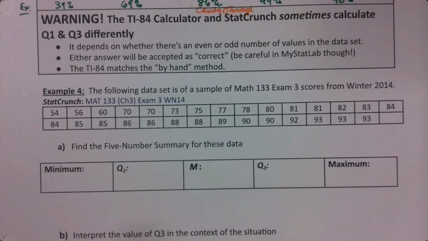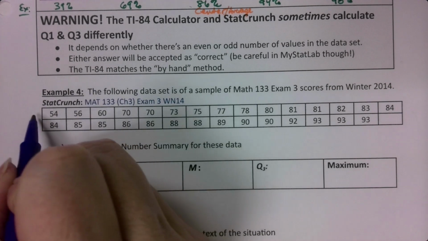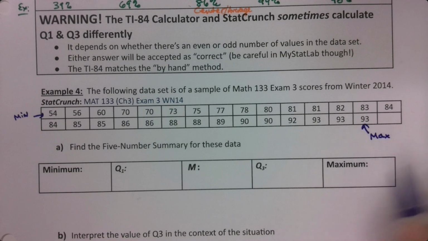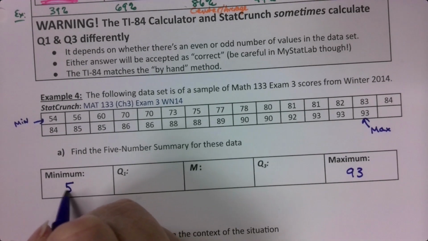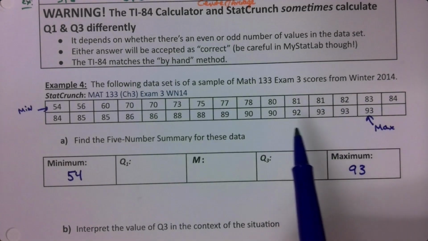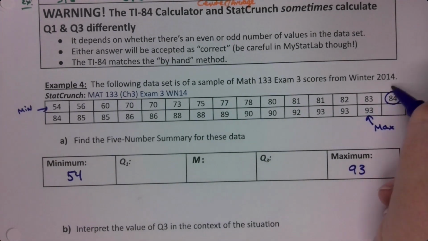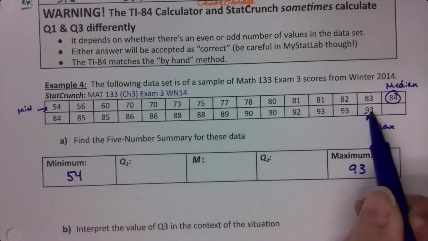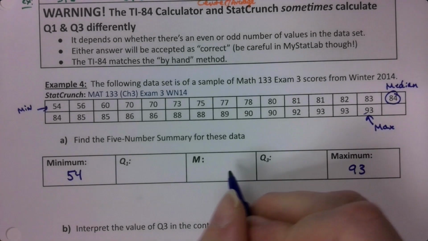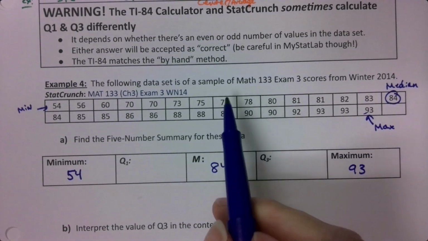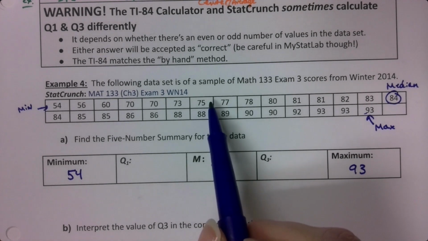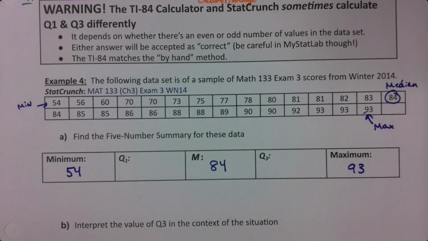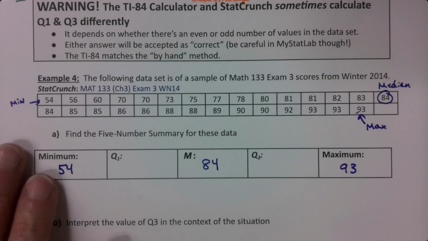The min is over here. It's the lowest data point, right? That's the min. And over here is the max. So I can tell right now, that's 93, that's 54. Done. Now the median would be this one right here, because the median has half the data points below it and half the data points above it, right? So that would be 84. And then the quartiles are actually the medians of their respective halves, right? But again, there's slight variations in how those are calculated, so we're just going to make StatCrunch do it.